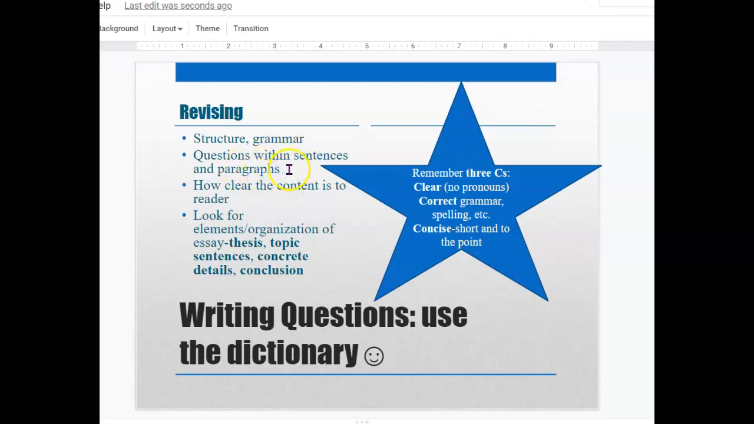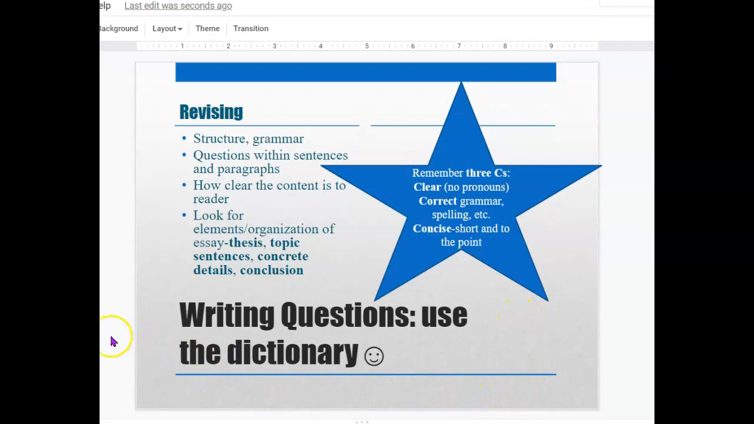There will be questions within the sentences and the paragraphs. How clear the content is to the reader. Look for elements of organization, such as, do they have a thesis? Do they have topic sentences and concrete details? Do they have a conclusion? Really, in revising, it's best to remember the 3 C's. Is the content clear? So think, the fewer pronouns, the better. Is it correct? So is the grammar, the spelling, the word choice correct? And is it concise, short, and to the point?